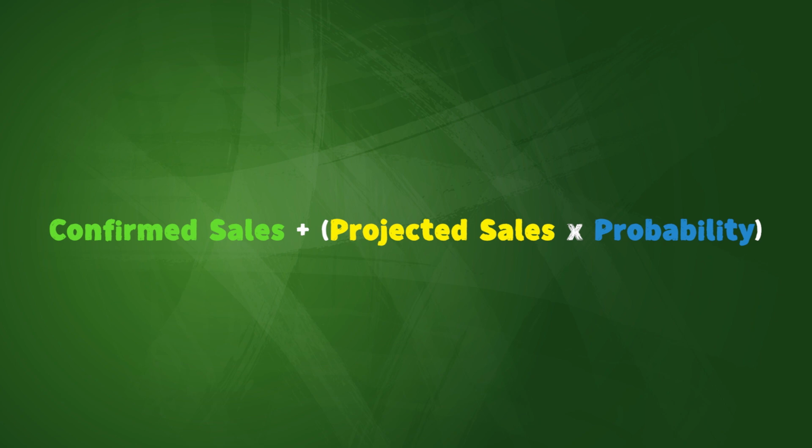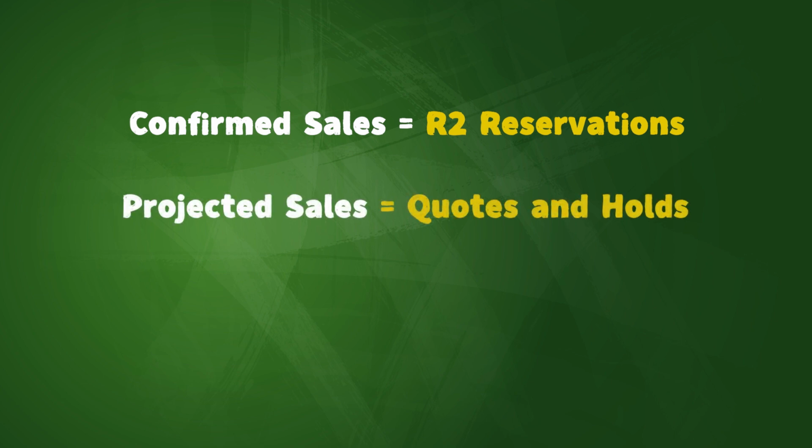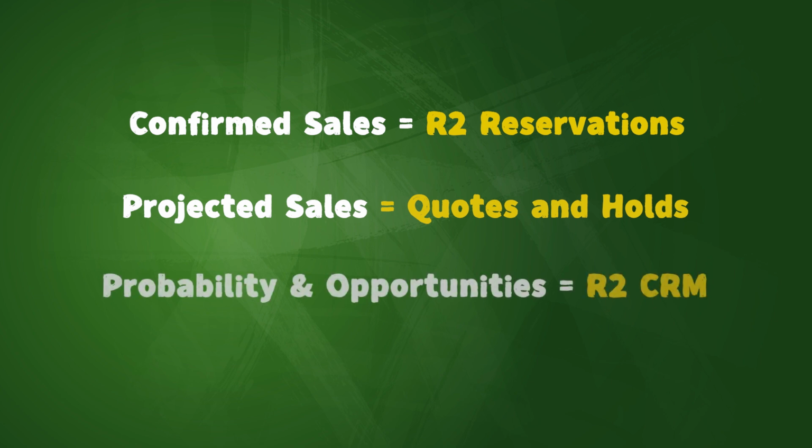So how do we achieve this in the R2 suite? Confirmed sales are equal to reservations in R2, so that's pretty straightforward. Projected sales would be quotes and holds. How would we assign a probability to quotes and holds? And how would we account for opportunities that are not yet in R2? For these, we'd use a CRM.